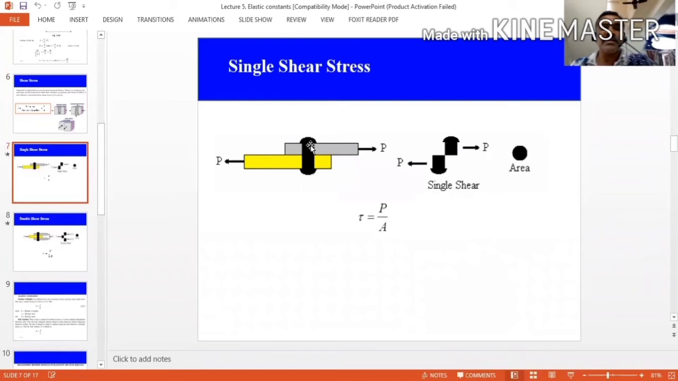So this is a single rivet. This is one plate, this is another plate. Both the plates are joined by a rivet. When load is acting, a failure will take place at the junction. This type of failure is shear failure. The type of stress is shear stress. Shear stress is equal to P by A. This cross section area we can put. Now this is double shear.